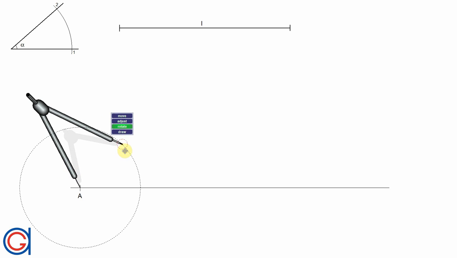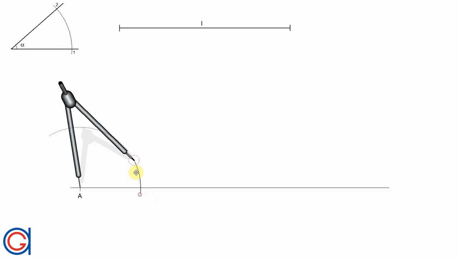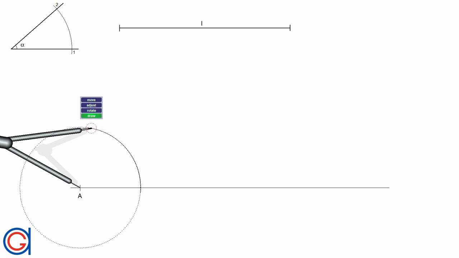And now, with the same radius and setting your compass on point A, we scribe an arc to the right until it cuts the horizontal line and we get a new point 3.